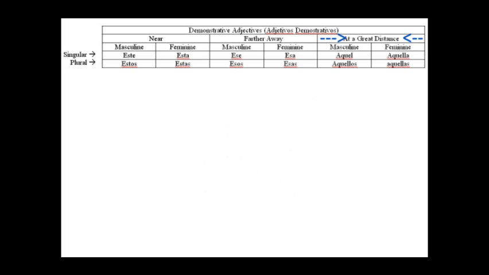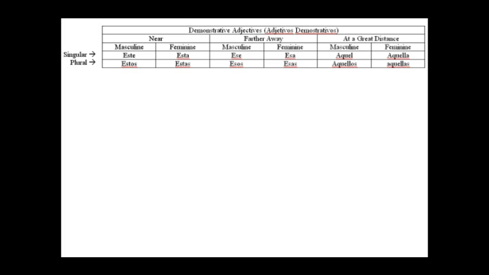All right, and now let's take a look at the last column where it says at a great distance. Now these words are also that and those. It's just for something that's even farther away at a great distance from you. It's just kind of a judgment call. Is this near me? Is it farther away? Is it really far away? And then you just pick the right word. It works the same as the other ones.